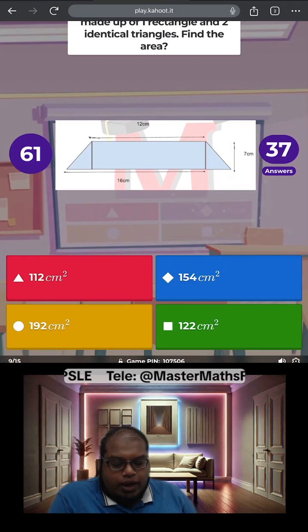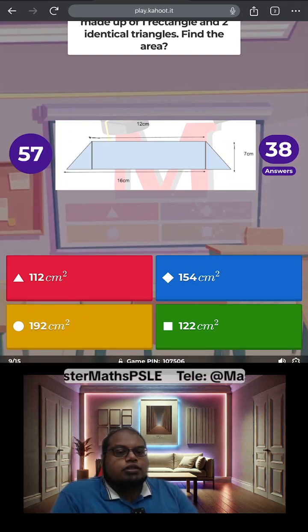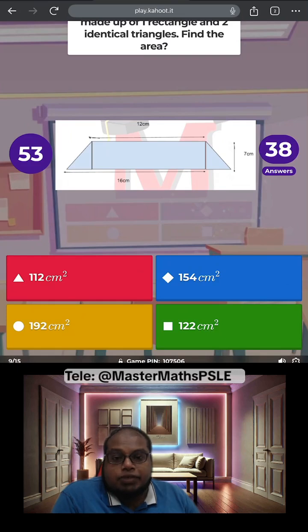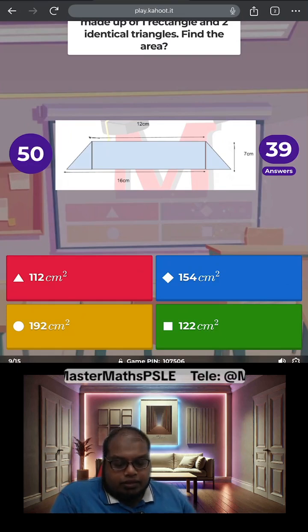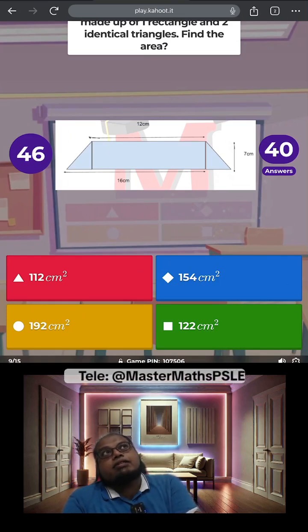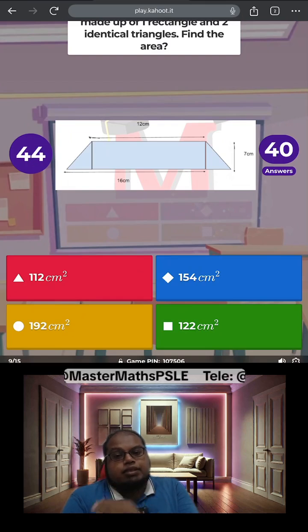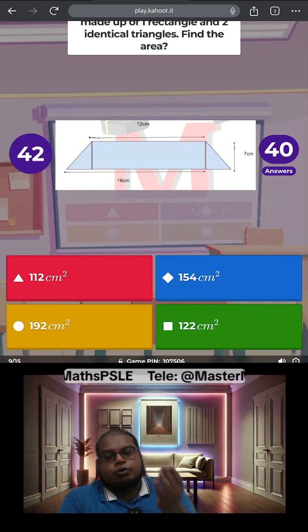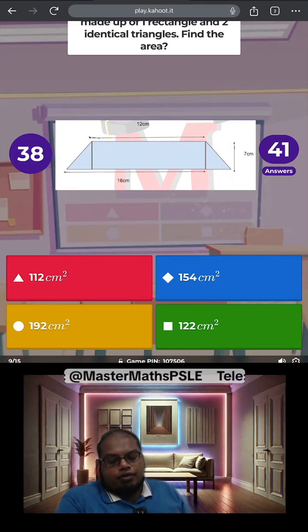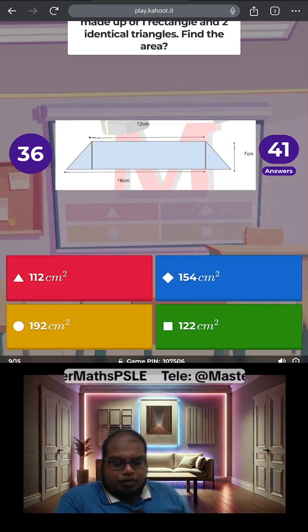One more minute for you to calculate the area of this whole figure. So must remember, area of triangle is half times base times height. Area of rectangle is length times breadth. Technically the length is the base, depending on how you see it. And the height is the breadth. 30 more seconds for you to calculate and select your answer.